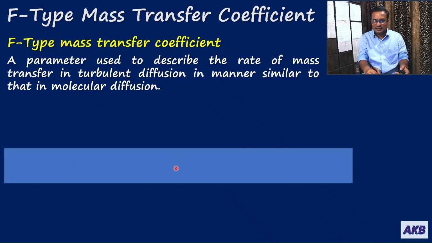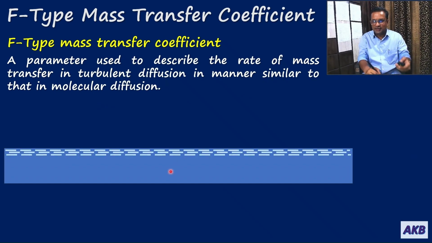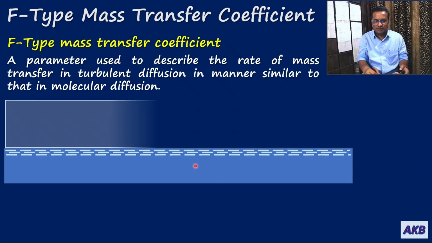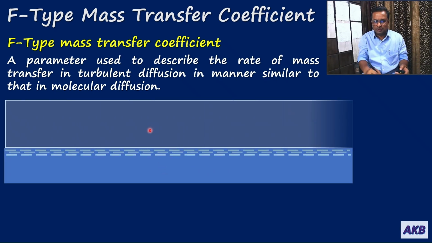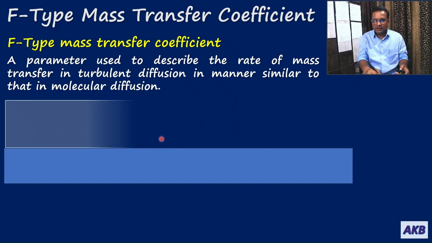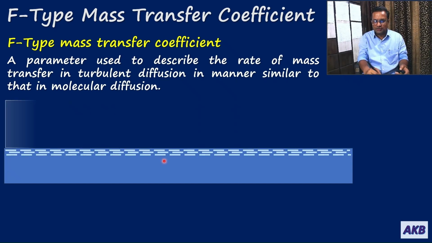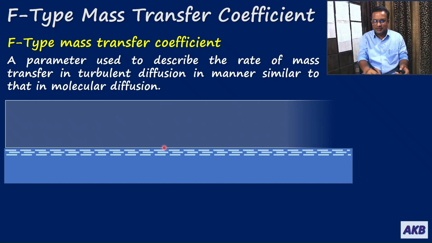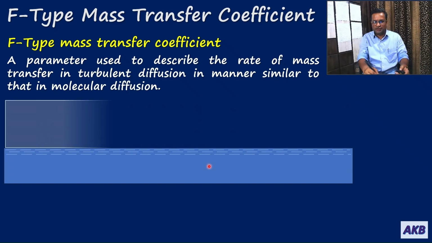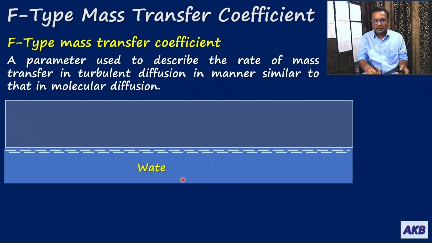To understand this, let us consider a simple situation. Again, I had discussed it in detail in my video lecture on F-type mass transfer coefficient. So here I am considering a pool of stagnant water, and air is flowing past this pool of water under turbulent conditions. So as the air comes in contact with the water, water gets evaporated, and water vapor will then be diffusing through air which is under turbulent conditions. So you have the situation.